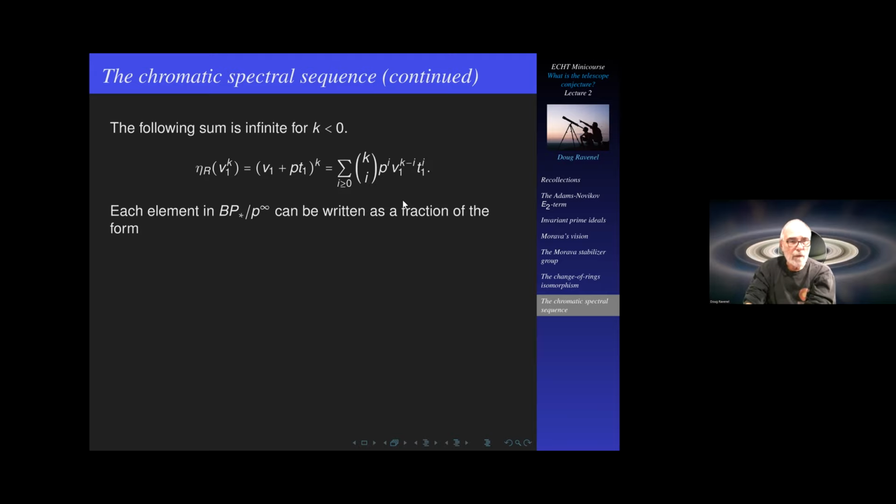So each element in BP star mod p to the infinity can be written as a fraction of the following form. It's x over p to the j, where j is positive and x is some element in BP star that is not divisible by p. Now, if you had an element x that was divisible by p, then using the usual rules of fractions, you could replace the fraction by something with a smaller power of p occurring in the denominator. So I'm assuming here that the fraction has been reduced to lowest terms, which means that the x in the numerator is not divisible by p.